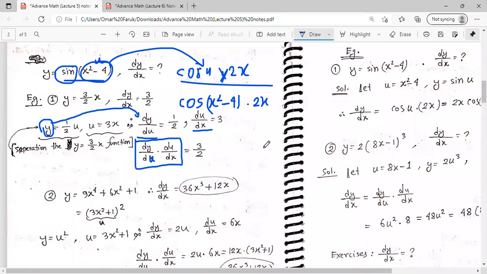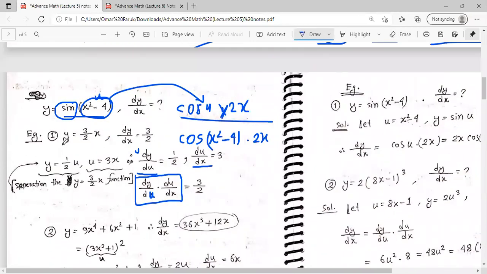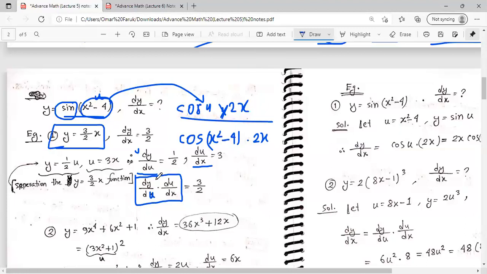So I will give you more examples. Here we have y is equal to 3 by 2x. Can I draw something? Yes, you can draw. I want to know in this statement, which one is the function, which one is the input, and which one is the outer function?